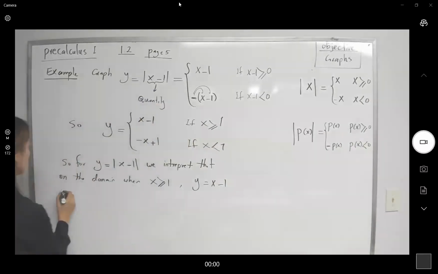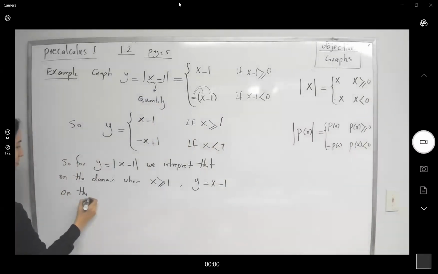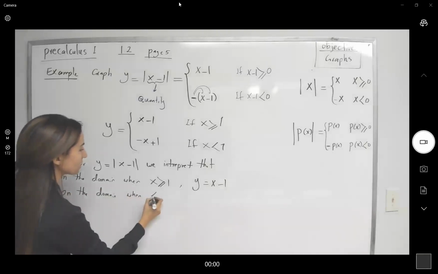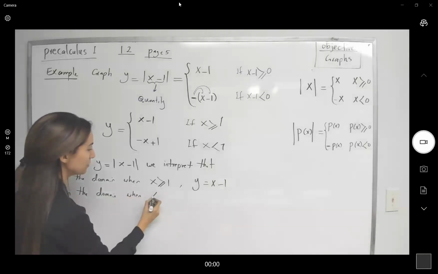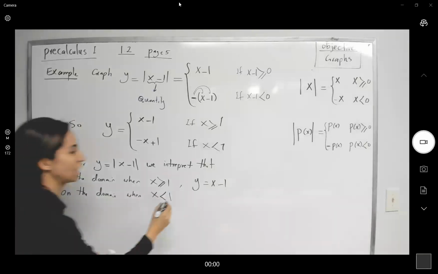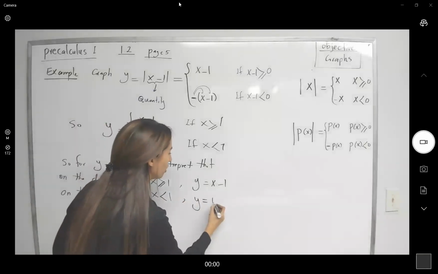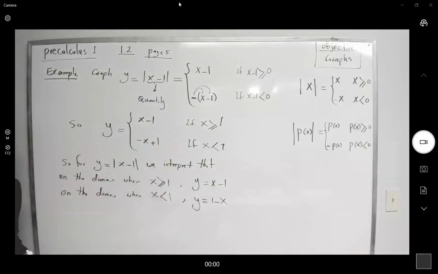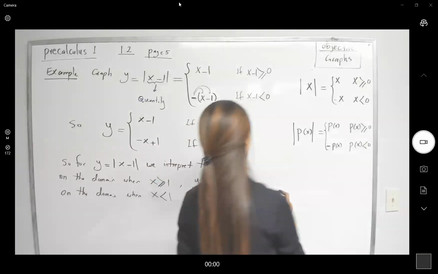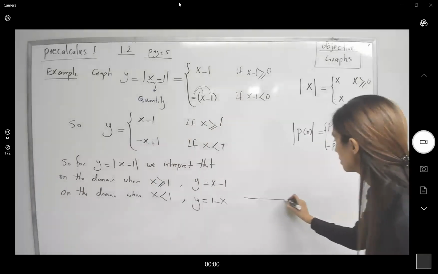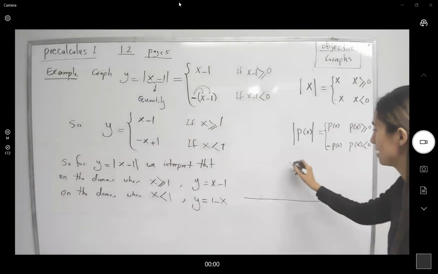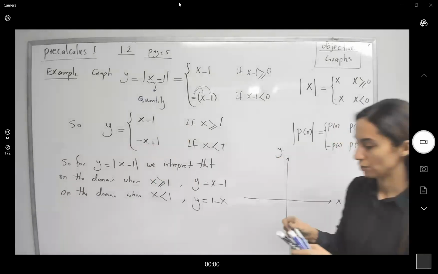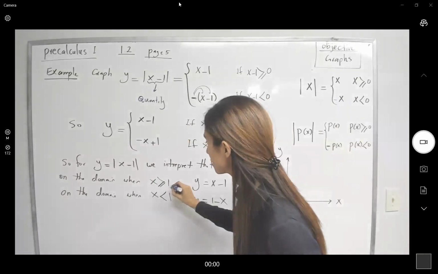And on the domain when x is less than 1, then y is equal to 1 minus x. Increasing line, decreasing line. That's how you get the V shape. So let's graph it. This is my x-axis. This is my y-axis. So note that your focus is on 1.